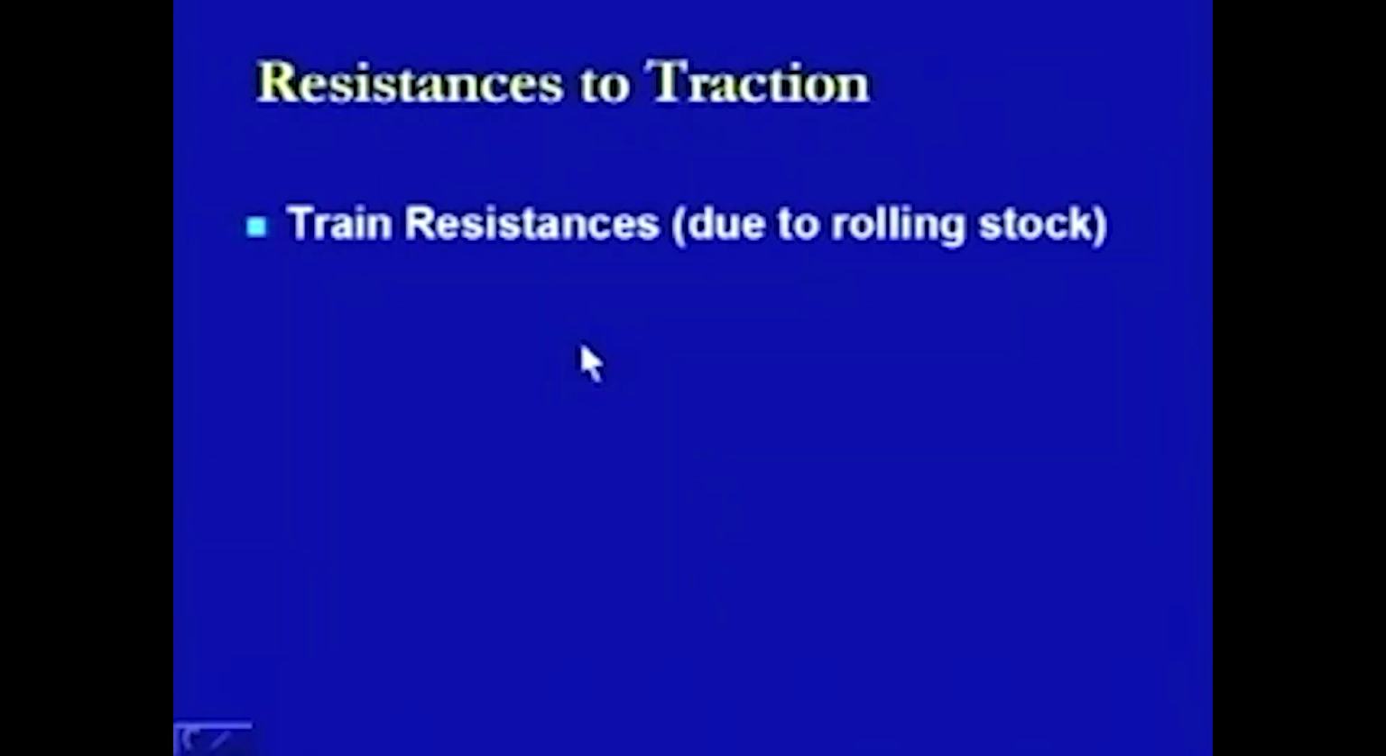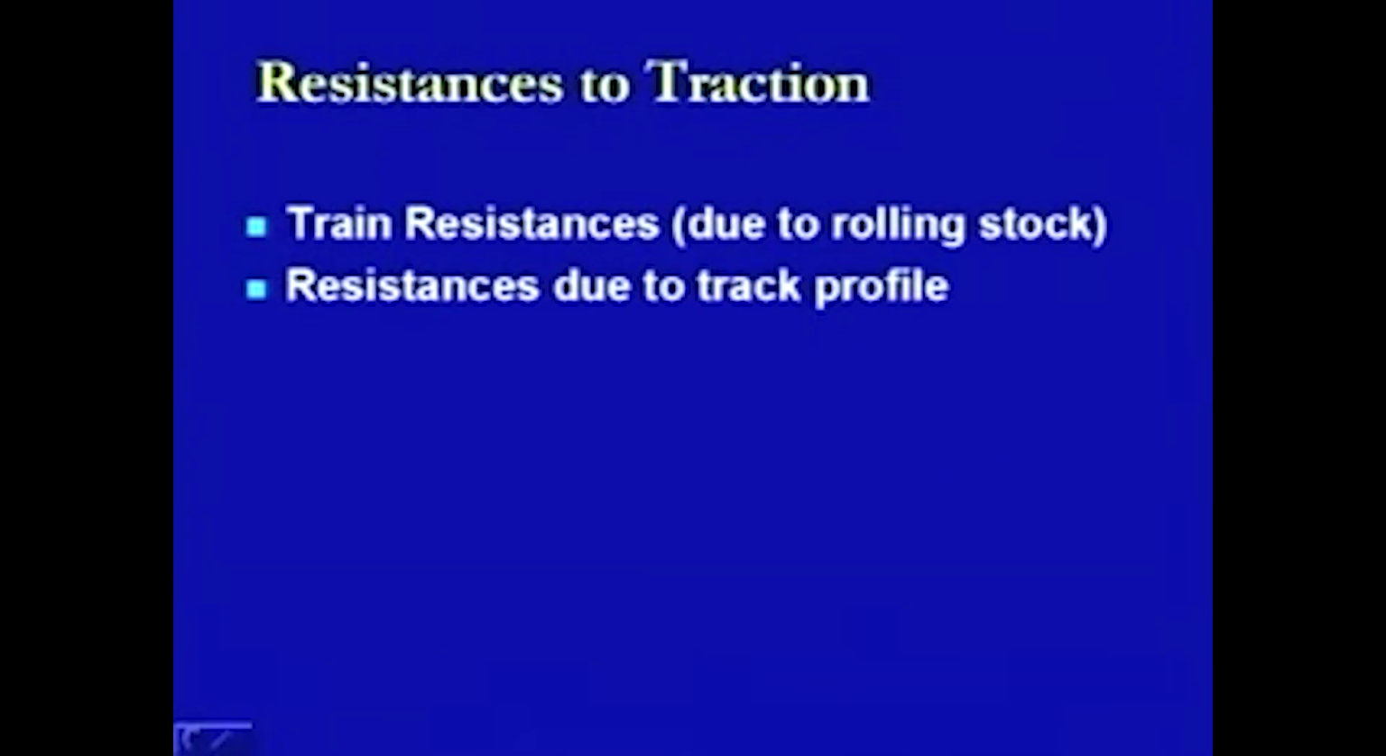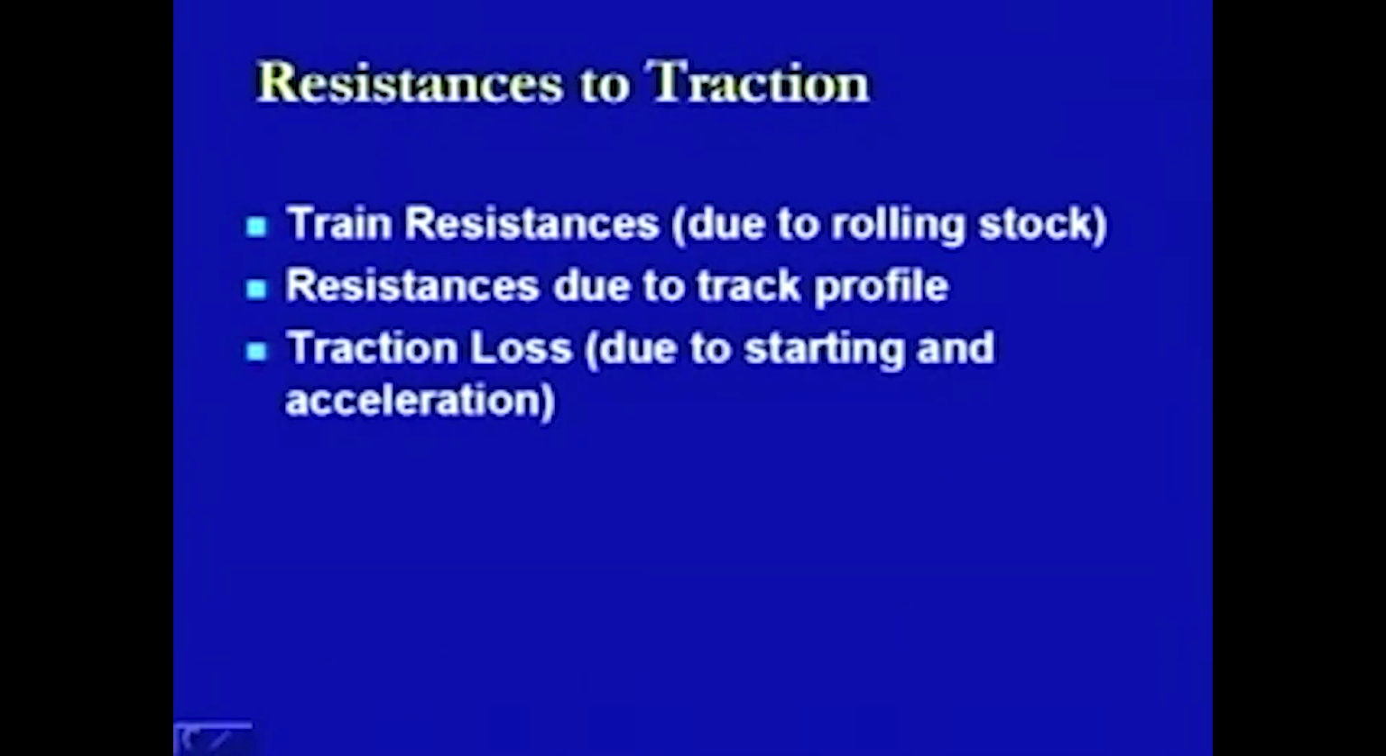So, we come to the resistances to traction. In the case of resistances to traction, as has been shown in the previous slide or chart, what we have found out is that they are the train resistances which are due to the rolling stock, the resistances due to the track profile, the tractive losses which are caused due to the starting of the locomotive or the acceleration of the locomotive, and the wind resistances.